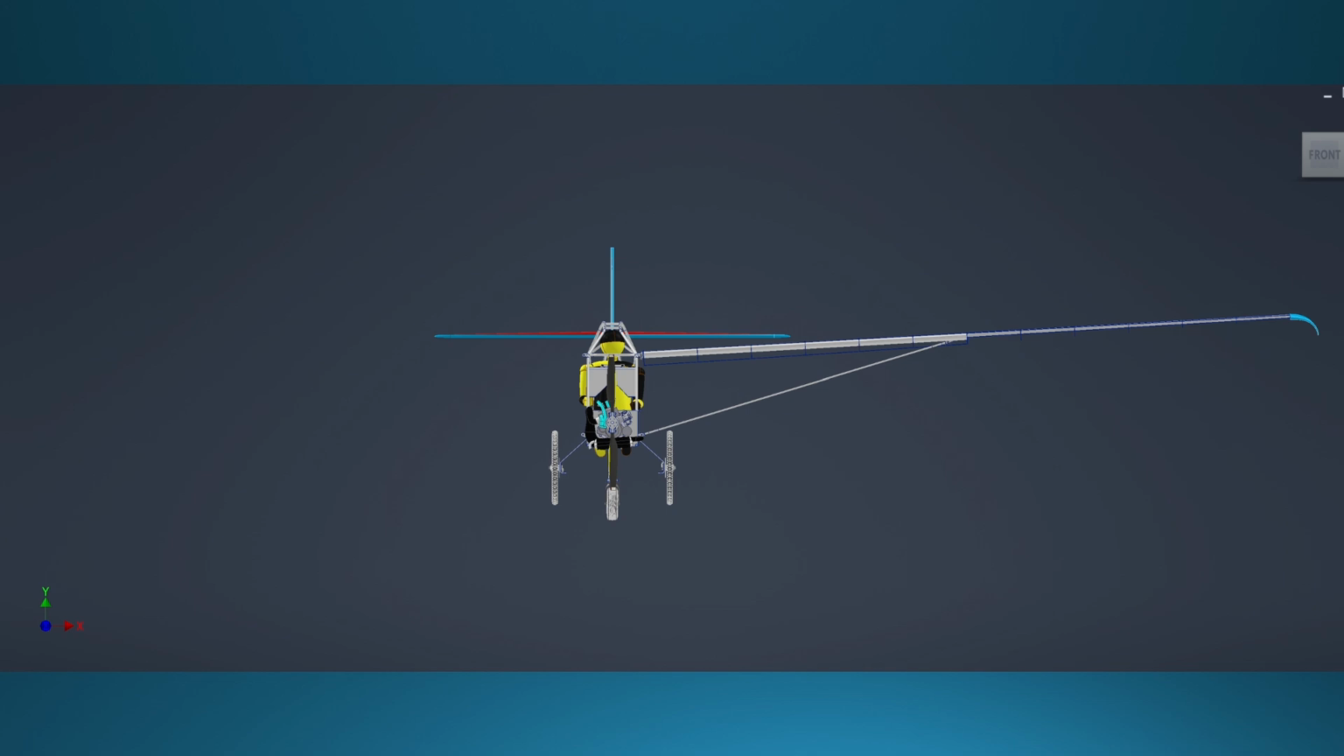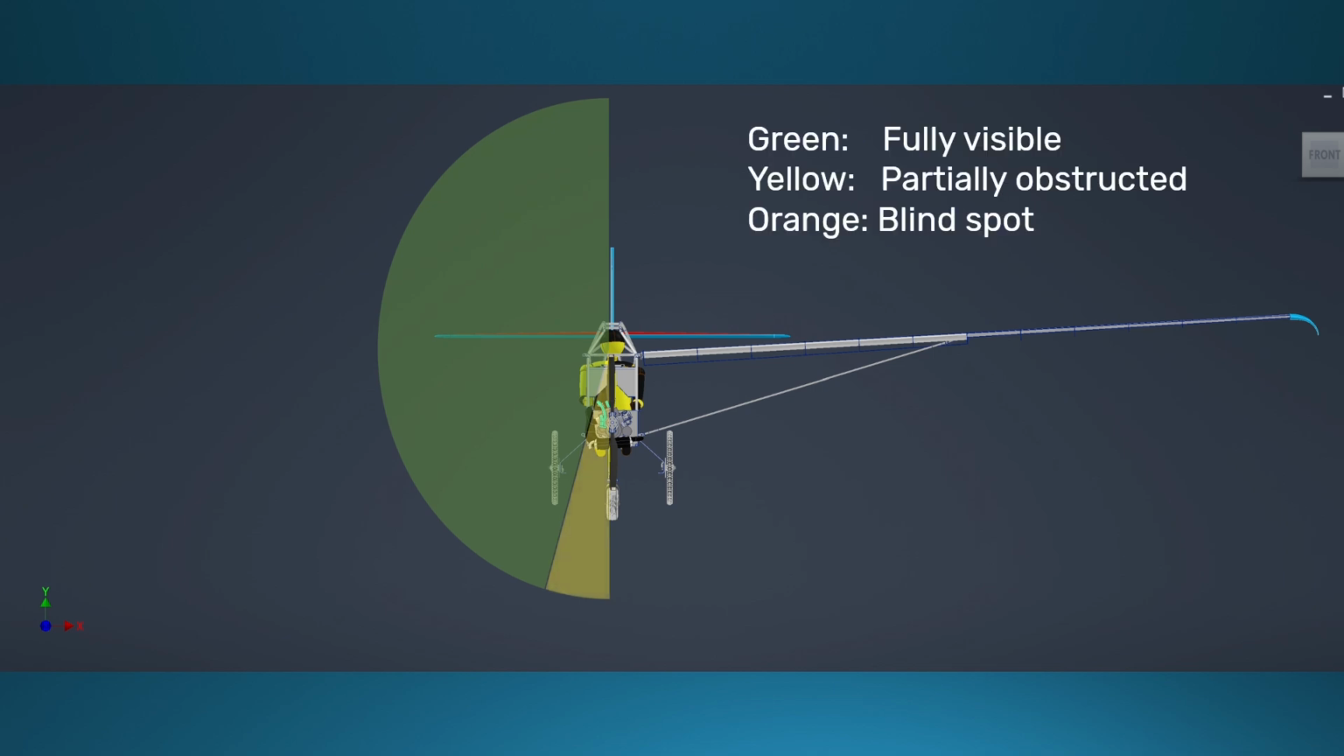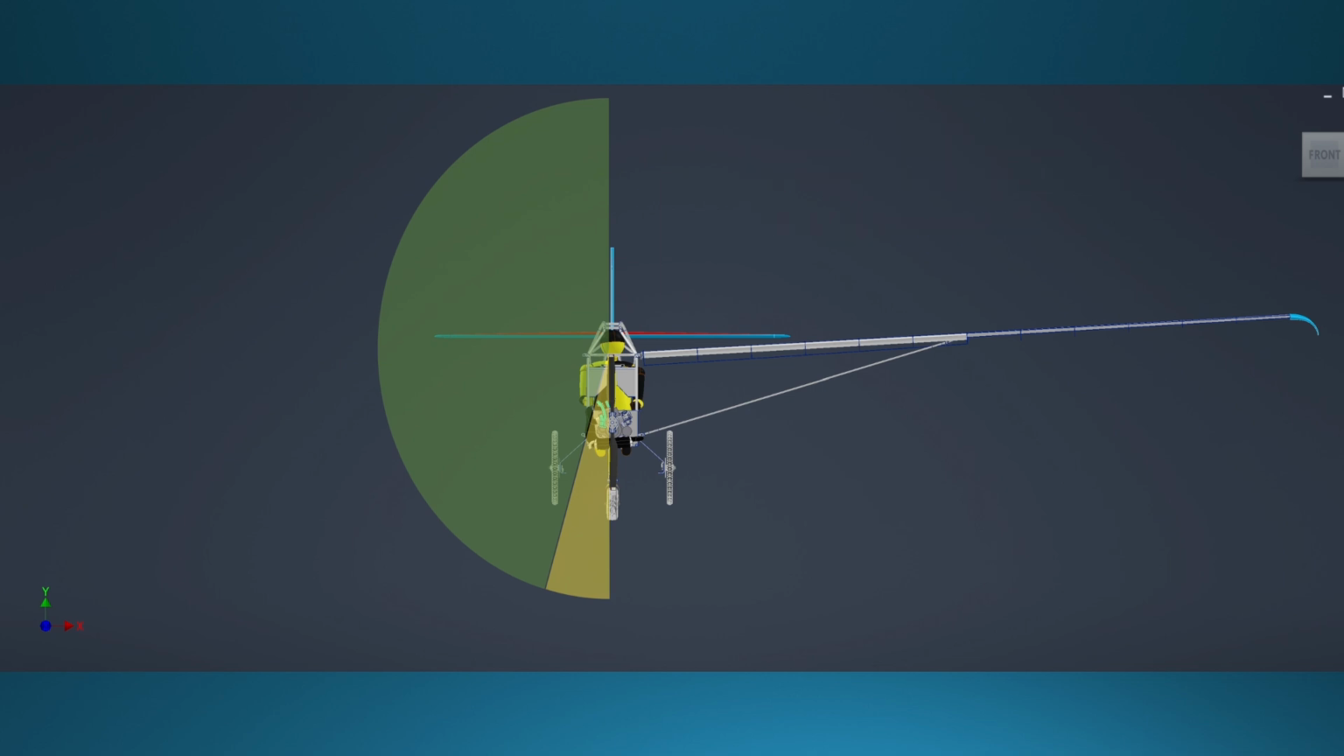As you can see, there's almost a full range of visibility, and the only exception is directly below, which I've marked in yellow, since if I want to look down, I can just move my legs out of the way. Adding wings will add a blind spot, which means we have to consider the most important areas of visibility.